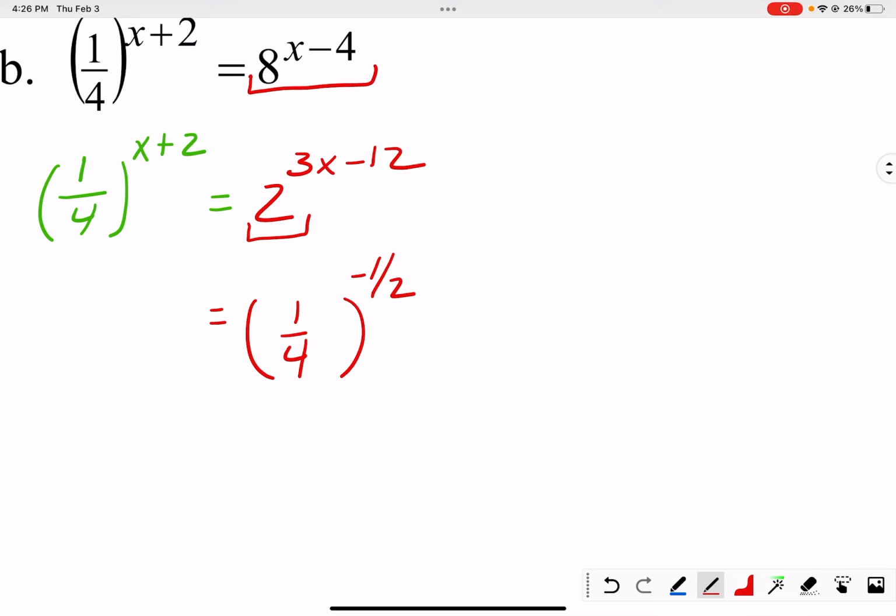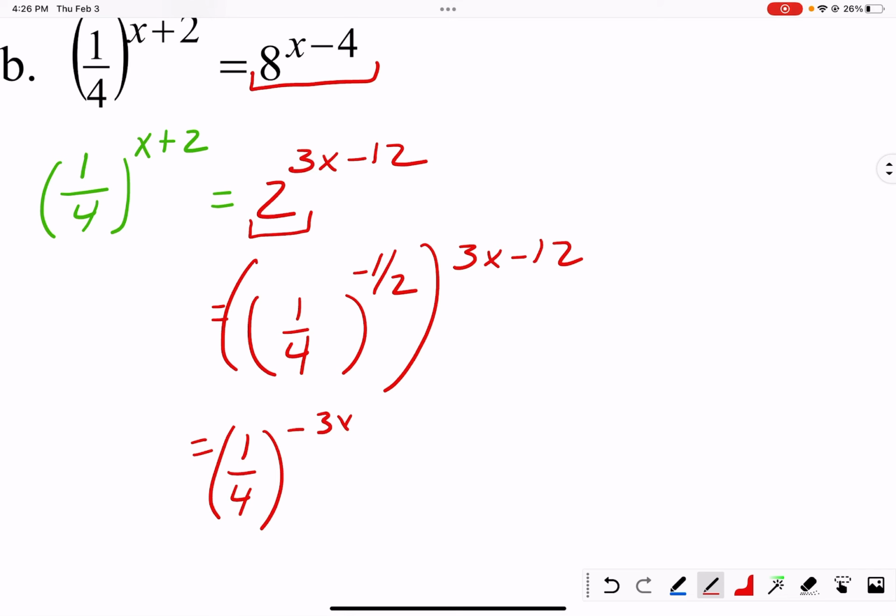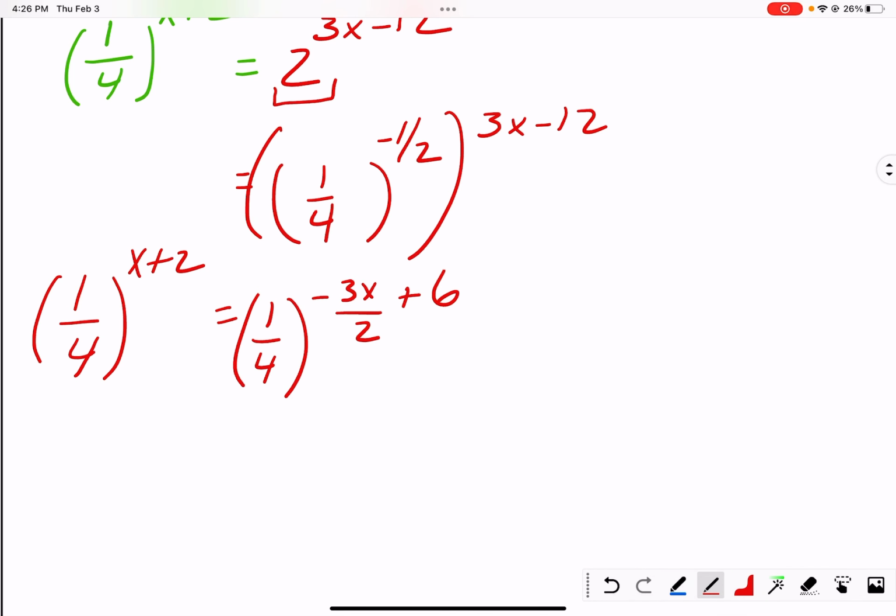So negative 1/2, so the negative would tell you to flip it, so you'd have the 4 in the numerator, and then the divided by 2 would tell you to take the square root. Yeah, so I think we're going to raise 1/4 to the negative 1/2 power, and then we can distribute that through. So it kind of looks like this. It's a little messy, but it's all valid. It all works. So then we're going to have 1/4 on this side, raised to negative 3x over 2 plus 6. Is that right? Yeah, I think that works. Okay. So 1/4 raised to x plus 2 on the left, and then 1/4 raised to that fractional exponent.